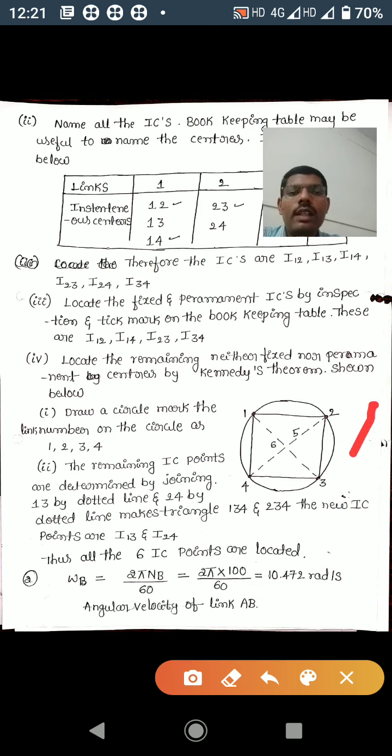How to determine the ICs? By using Kennedy's theorem. First you have to draw one circle, approximately. So I have already drawn the circle.